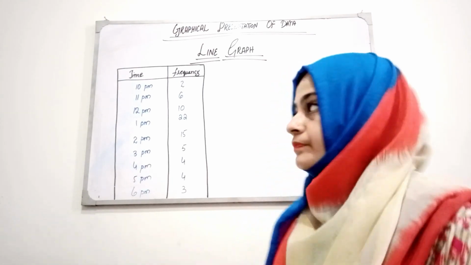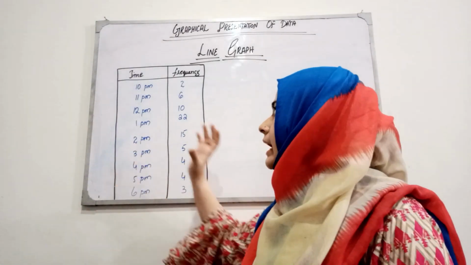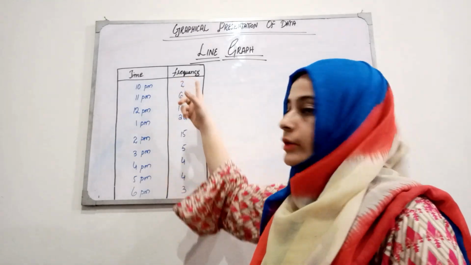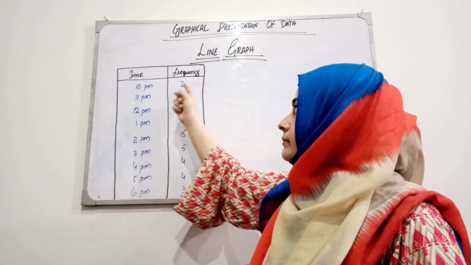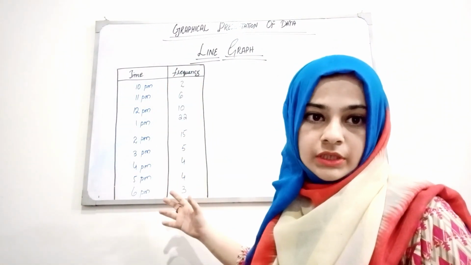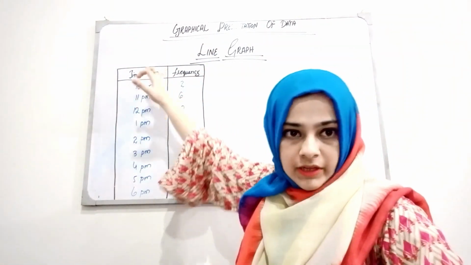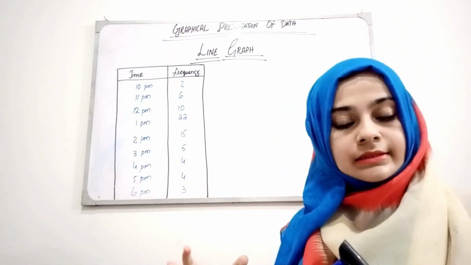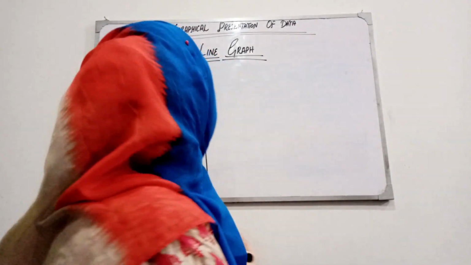Now let's take a look. This is simple data. It's a table which represents time and the number of times it is repeating. Frequency means the number of times the same value is repeating. So 10 p.m. has a frequency of 2, and the whole data is showing you that time is the dependent variable and the frequency is the independent variable. Let's construct a line graph. I'll show you how we will construct that.